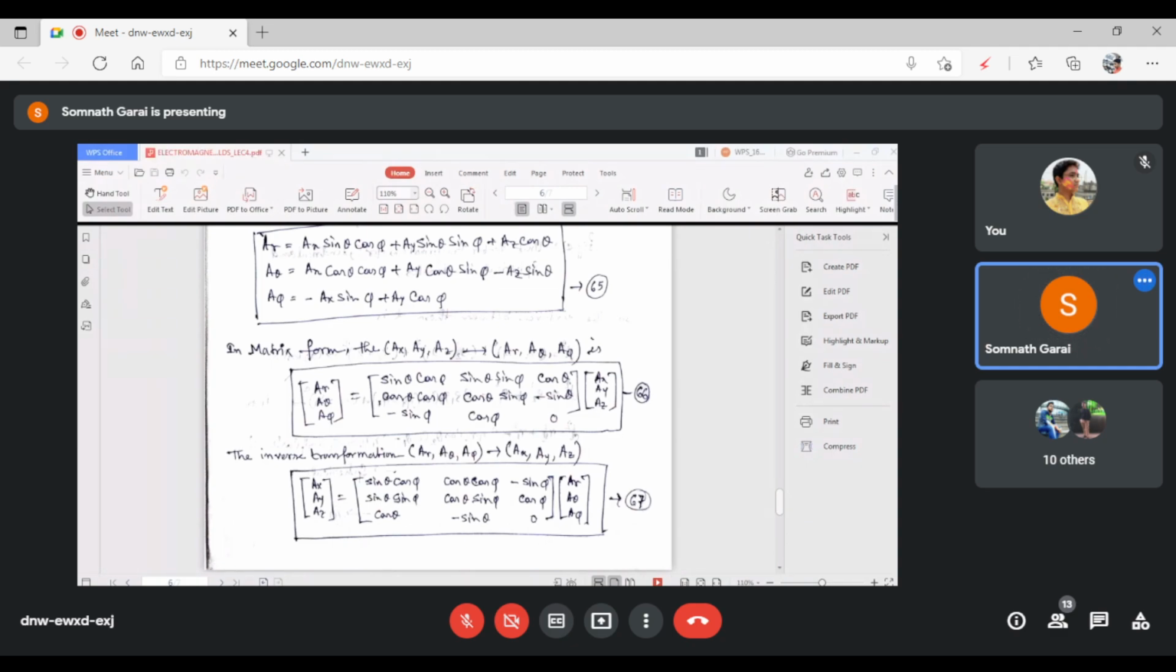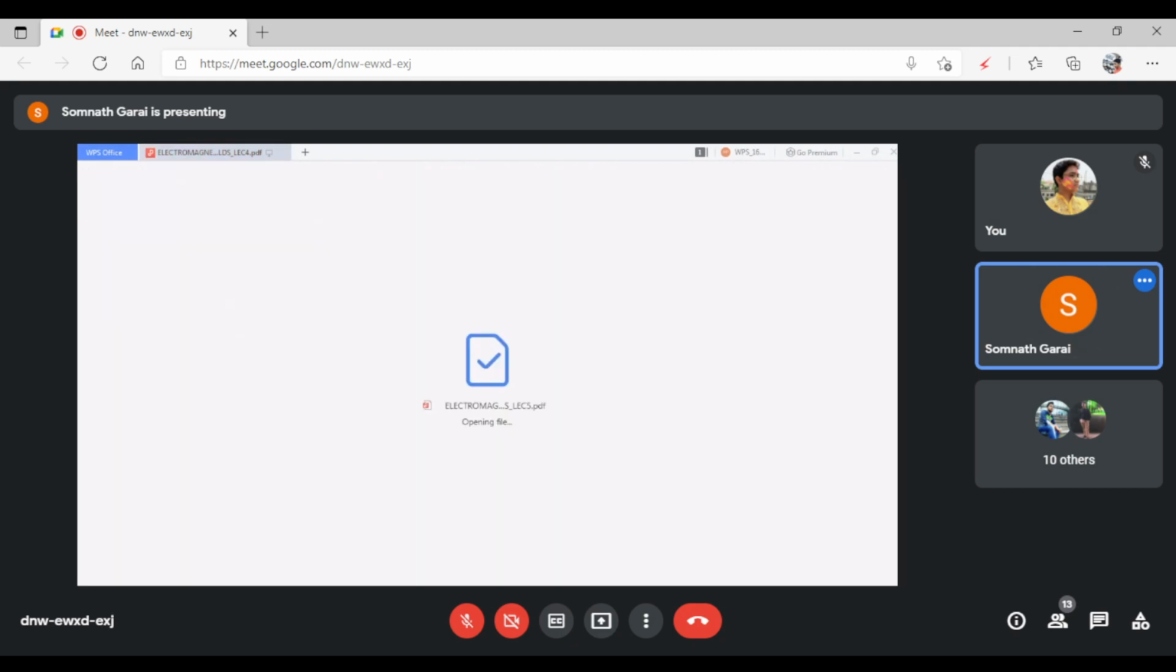Now we move to a numerical problem regarding this. Wait for 2 minutes, I will share another screen. Understood the interrelationship?